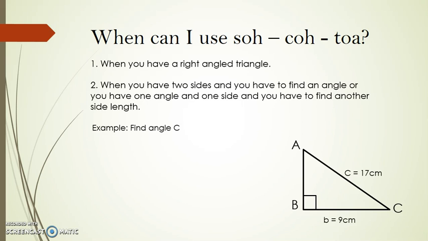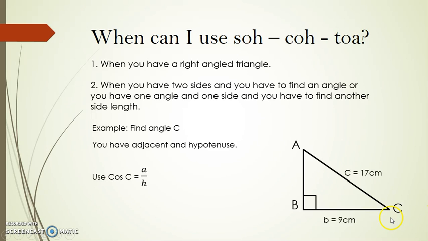Okay, so we've got triangle ABC. We've got side C is 17, so the hypotenuse is 17, and B is 9 centimeters, so the adjacent is 9 centimeters. You've been given the adjacent and the hypotenuse, so we're going to use cosine. Cos C equals A divided by H.